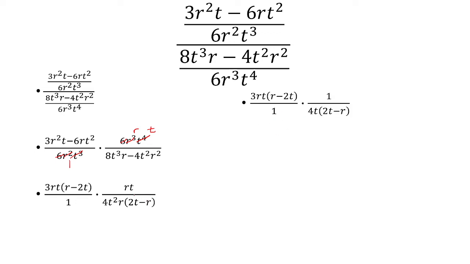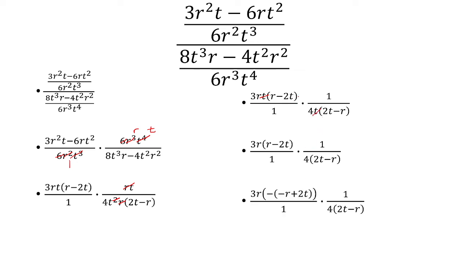And so now we can simplify this further. We have rt over here. That gets simplified with this r and this t. So instead of t squared, it's just t. And then we can get rid of this t.